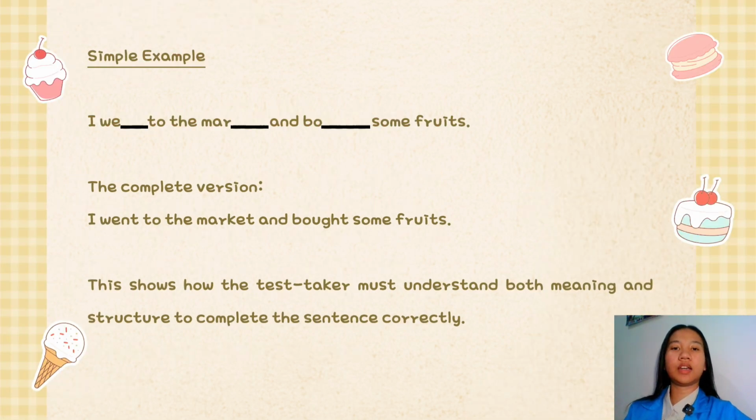There I have simple sentence. I ... to the market and bought some fruits. And we can see the complete version is I went to the market and bought some fruits. This shows how the test taker must understand both meaning and structure to complete the sentence correctly.